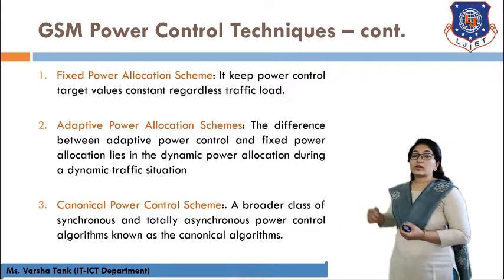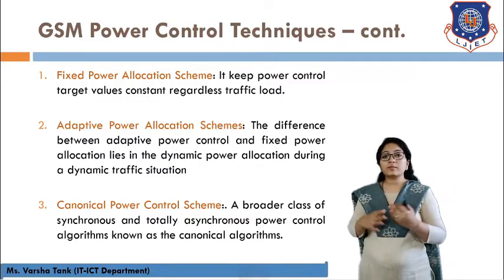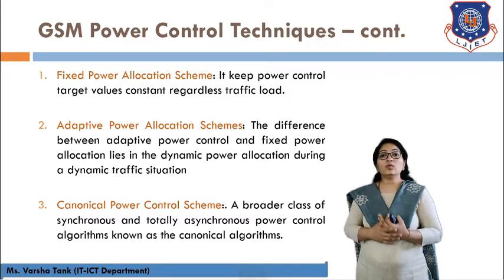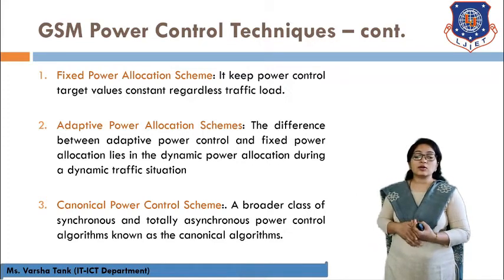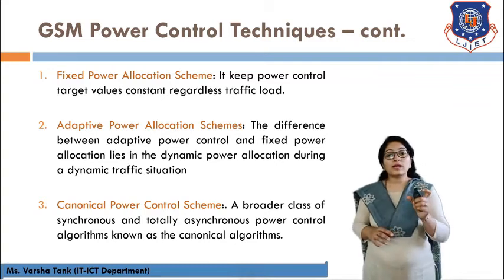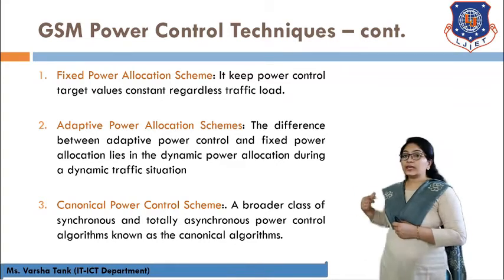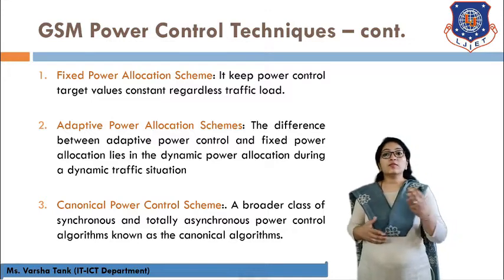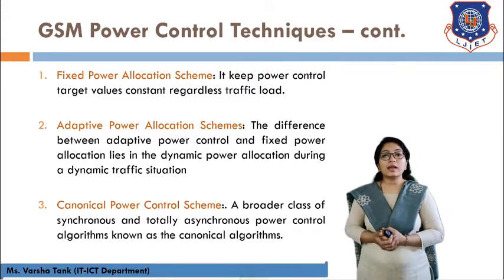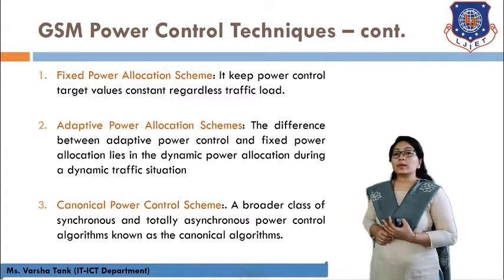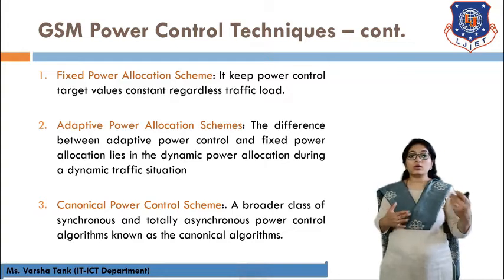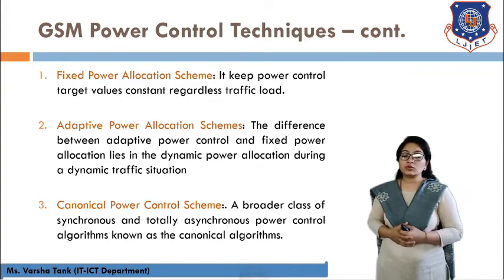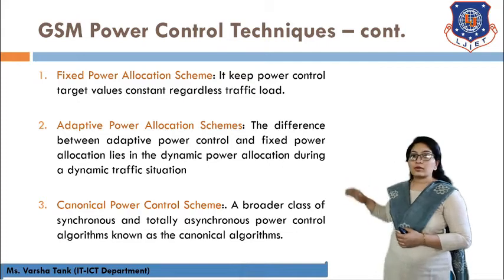Now first, the fixed power allocation technique. In this technique, it keeps the power control to the target value constant regardless of traffic load. So every time power is fixed, whether very high traffic or very low traffic is there. So that power is constant. Then second, the adaptive power allocation scheme. The difference between adaptive power and fixed power lies in the dynamic power allocation. Based on the traffic situation, if the traffic is high, then power is high, and if the traffic is low, then power is low. So it is a dynamic power allocation.